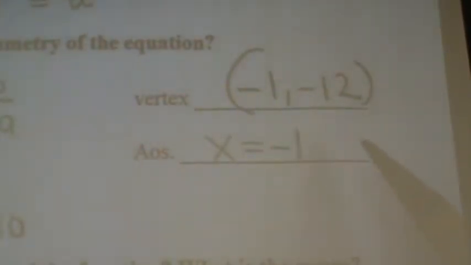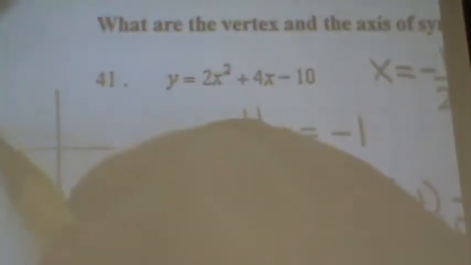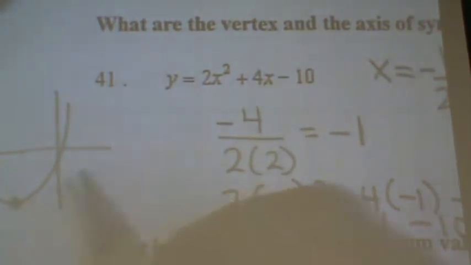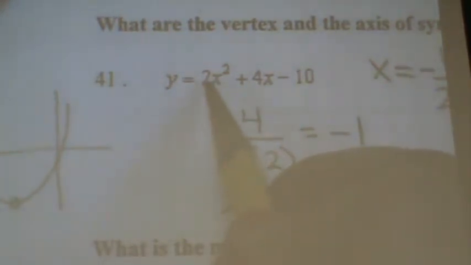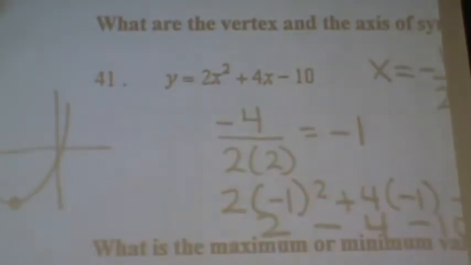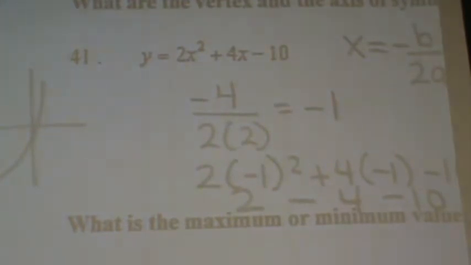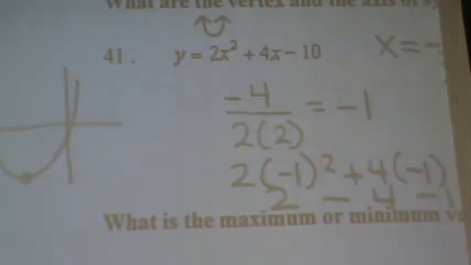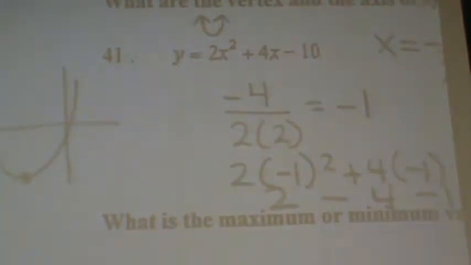So if I asked you, is this a max or a min, what would you say it is? You have to look at this A value. It's going to be U-shaped like that. This is going to be a minimum value. When A is positive, it's a min. If it's negative, it's a max. Right above the 2, I always draw my U, and I say, oh, it's facing this way. And that can help you figure out whether it's a max or a min. Just a little look at the drawing.